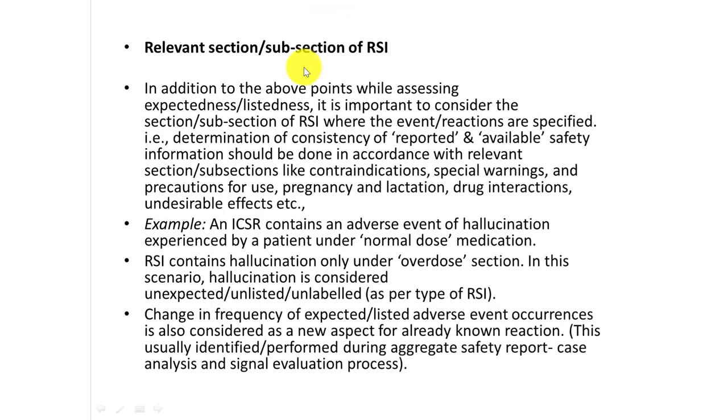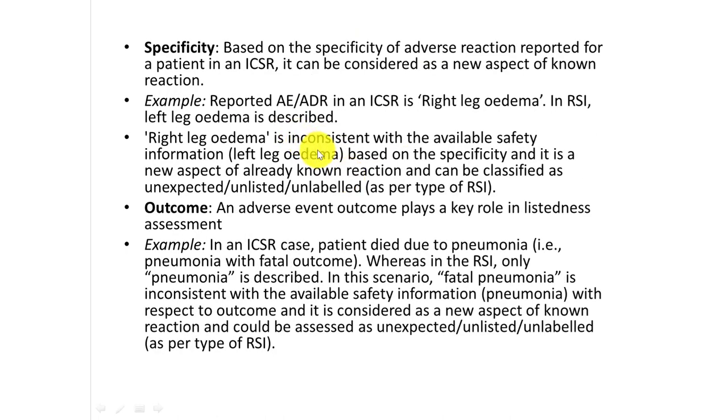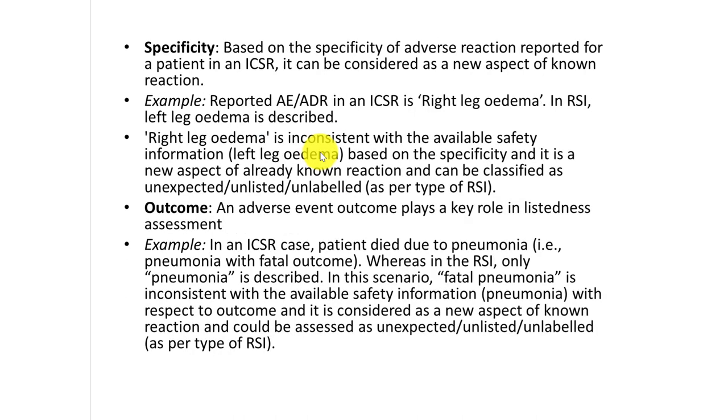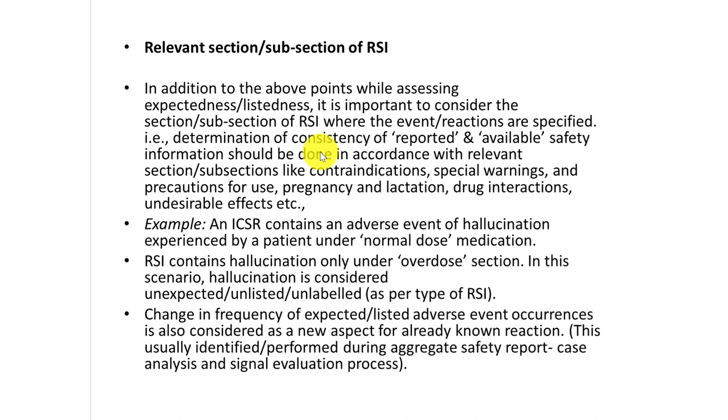Then, some relevant subsections of the RSI. You must have understood now the difference between documented and well documented. These are the nature, severity, specificity, and outcome. Based on these, you have to consider listed and unlisted. You have to apply your medical judgment.